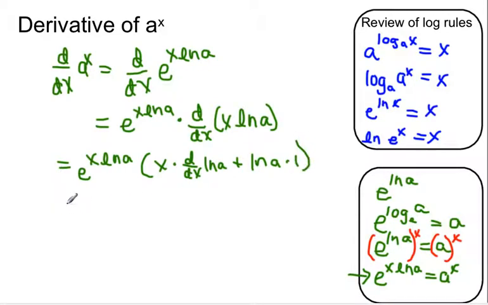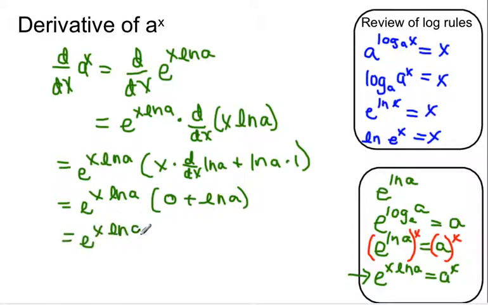Okay, so when I clean this up, I get e to the x to the ln of a times, now the derivative of any constant is just 0, so that's going to give me 0 plus the ln of a. So the derivative is going to be e to the x to the ln of a times the ln of a. Now if we go back over to here, e to the x to the ln of a is equal to a to the x. So that means I can substitute it back in and just say it's a to the x times the ln of a.